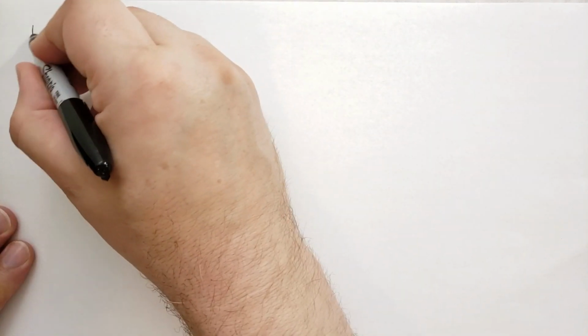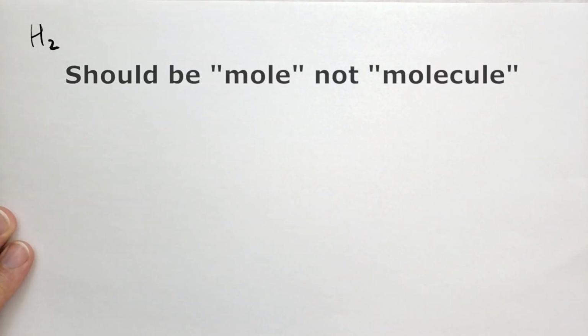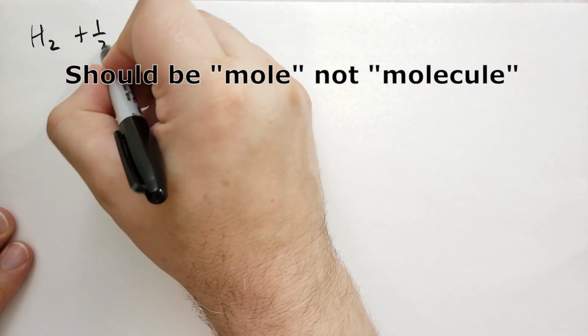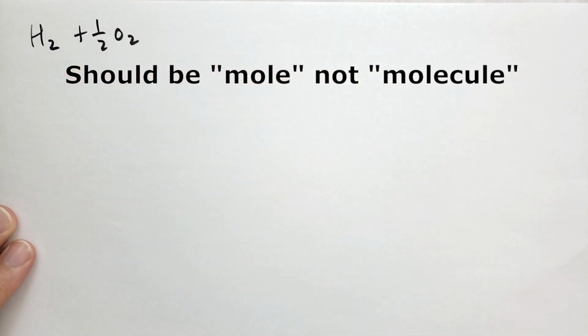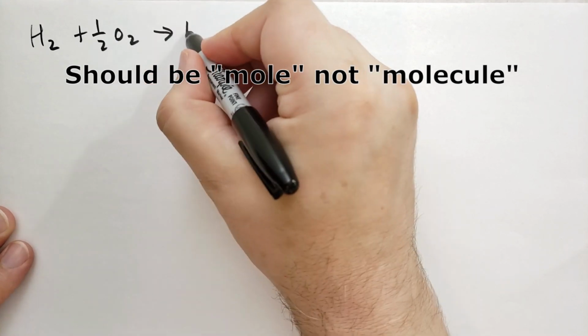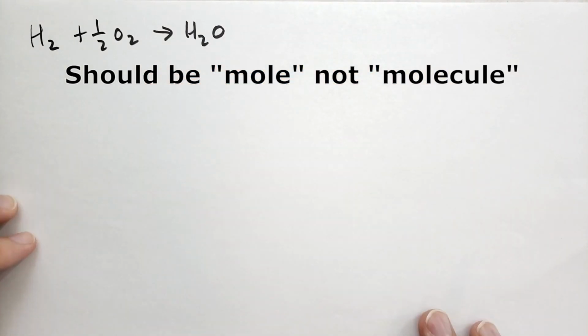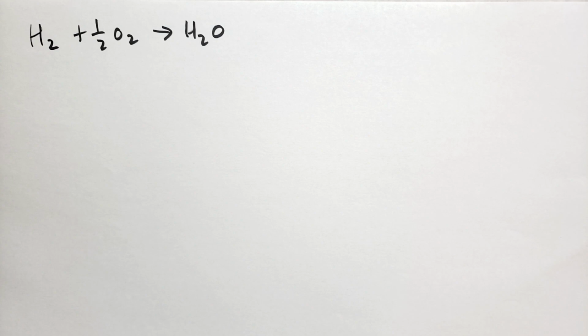Let's analyze a more complicated situation. In this case, we're going to take 1 molecule of hydrogen gas and 1/2 molecule of oxygen gas, and we're going to create 1 molecule of water. Okay, now chemists might be screaming at me right now saying just do 2 hydrogens and 1 oxygen and 2 waters. But I'm going to write it out this way.